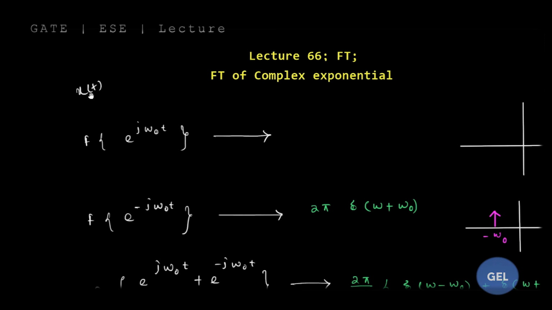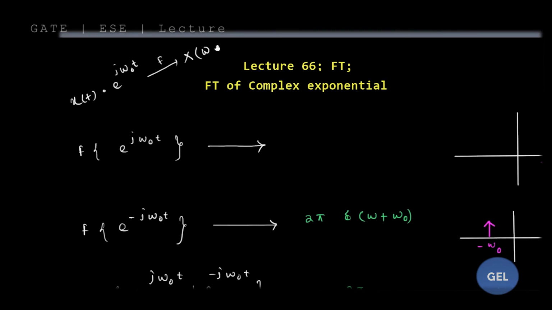If there is a function x of t, when it is multiplied with e to the power j omega naught t, then in the Fourier transform of these two, in the frequency domain, the frequency is shifted by omega naught. So we know this concept, we have clarity on this concept.